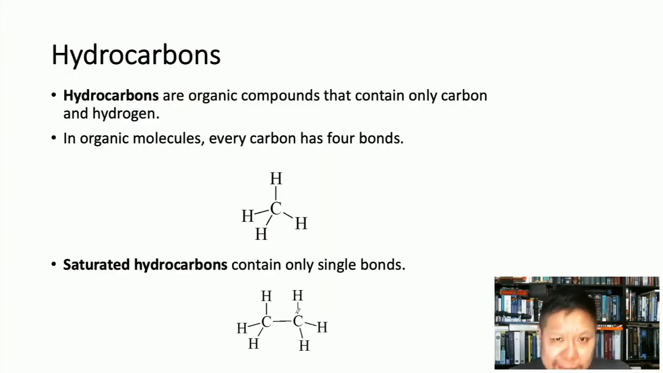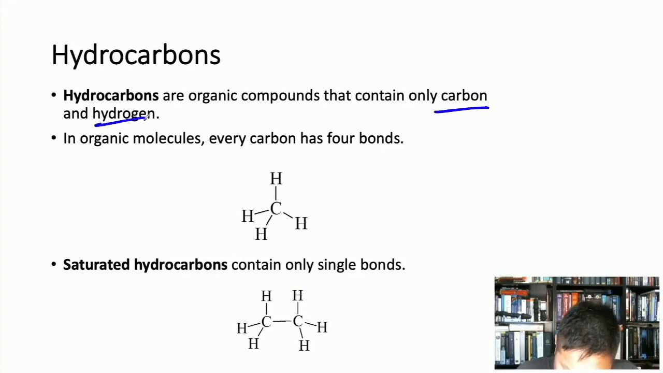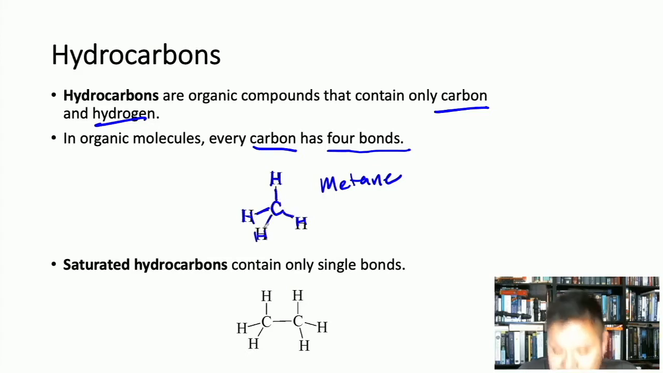So, some more details about hydrocarbons. Of course, they contain carbon and hydrogen, but the thing to know is that every carbon in a hydrocarbon has 4 bonds. So in this very simple example of methane, we have a carbon in the center with 4 hydrogens around it, covalently bonded to the carbon with 4 single bonds, right?